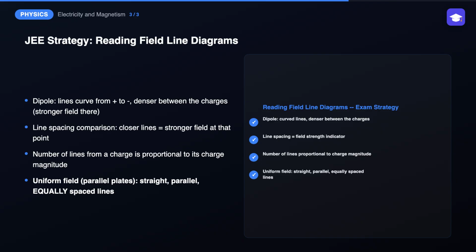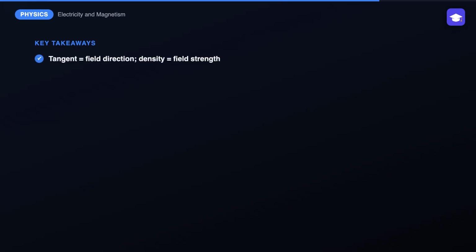Also remember that for a genuinely uniform electric field, like between two oppositely charged parallel plates, the field lines are drawn as straight, parallel and equally spaced lines throughout, correctly indicating that the field strength stays constant everywhere in that specific region. Let's recap.